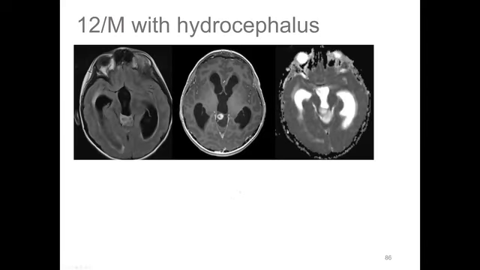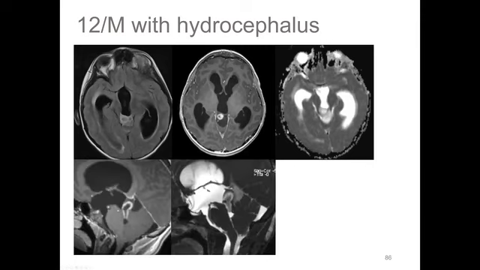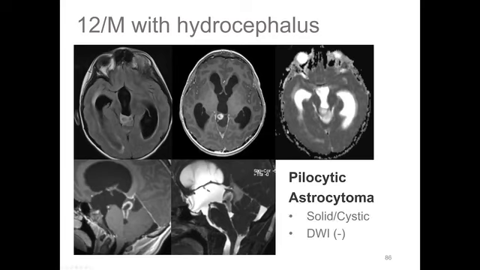But how about this one? Again, we see a solid, complex, solid and cystic tumor, with only part of it enhancing, but importantly, you see there's no restricted diffusion. And if you look at the sagittal view, you can see the tumor even goes down to the midbrain, the tectal area, and the pineal gland is displaced upwards. So this is not a pineal tumor. This turned out to be a pilocytic astrocytoma. We believe it probably comes from the tectum of the midbrain.